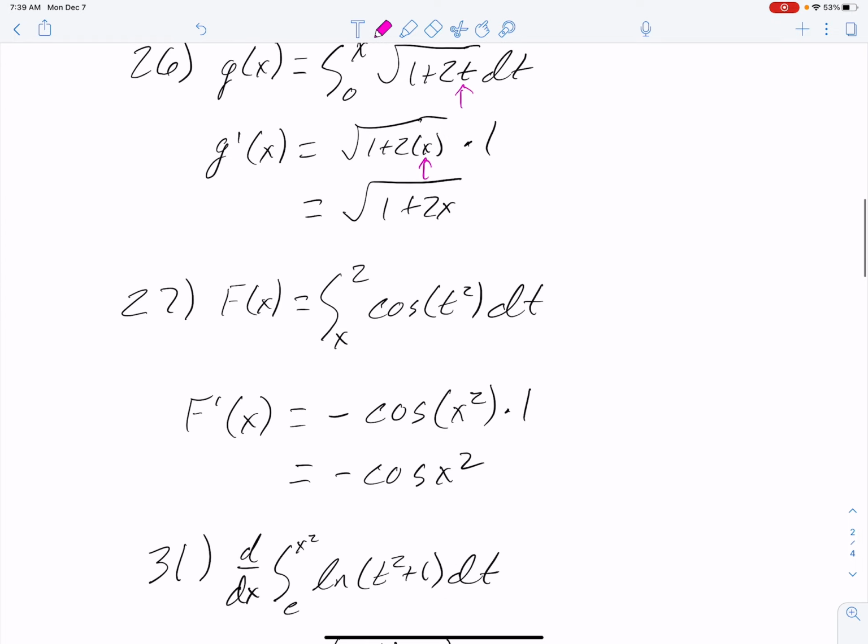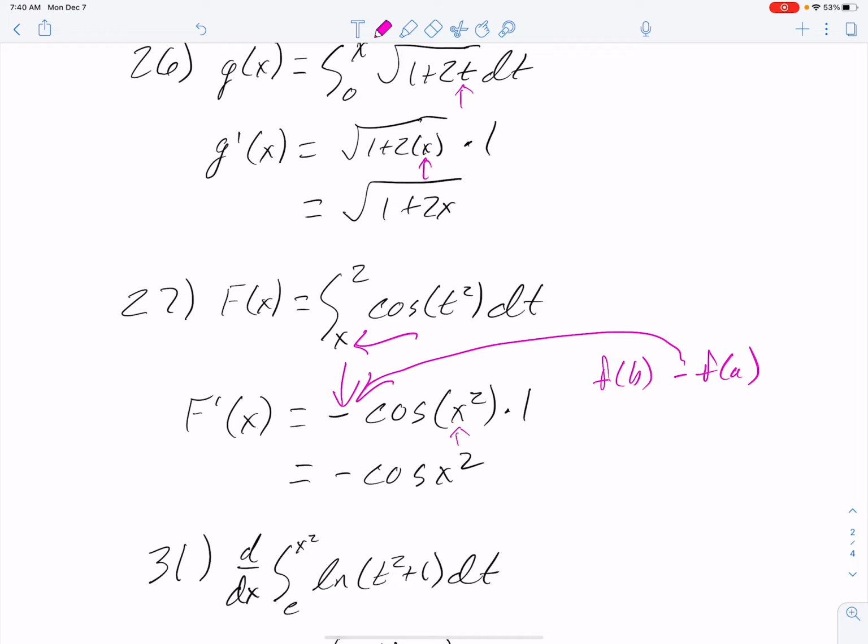27, this time the variable is in the a location, so I need to put a negative in front of my function. That comes from the fact that we would have had f of b minus f of a. Okay, so the minus here is why I have the minus cosine. I substitute in x for t, take the derivative of what I substituted in. Again, it's the derivative of what I substituted in, and I get my function.